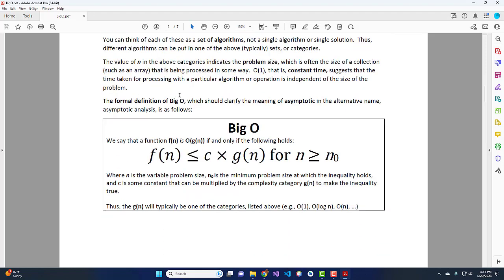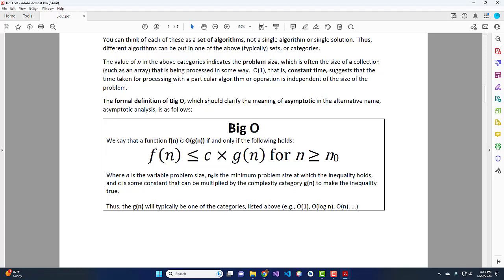So the formal definition of big O, here's your mathanese for the evening. Don't get lost in the sauce here, and don't ignore it, because this is actually very important that you understand this. The formal definition of big O, which should clarify the meaning of asymptotic in the alternative name, asymptotic analysis, is as follows. So we say that a function f of n, now I'm going to read it, it's going to sound very mathanese, and you may not fully understand it, but we'll do examples, we'll try to work through it and understand what it means.